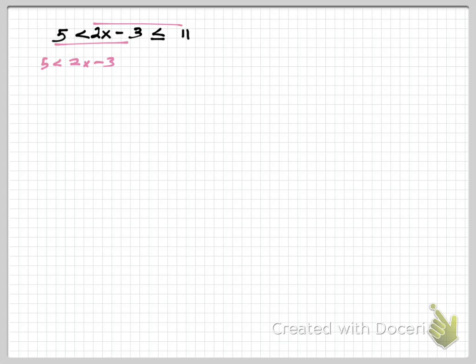We're going to add 3. We get 8. I'm going to divide by 2, and I get 4 is less than x. I have the other side to take care of. I have 2x minus 3 is less than or equal to 11. I'm going to do the same steps. I'm going to add 3, which gives me 14. I'm going to divide by 2, which gives me 7.